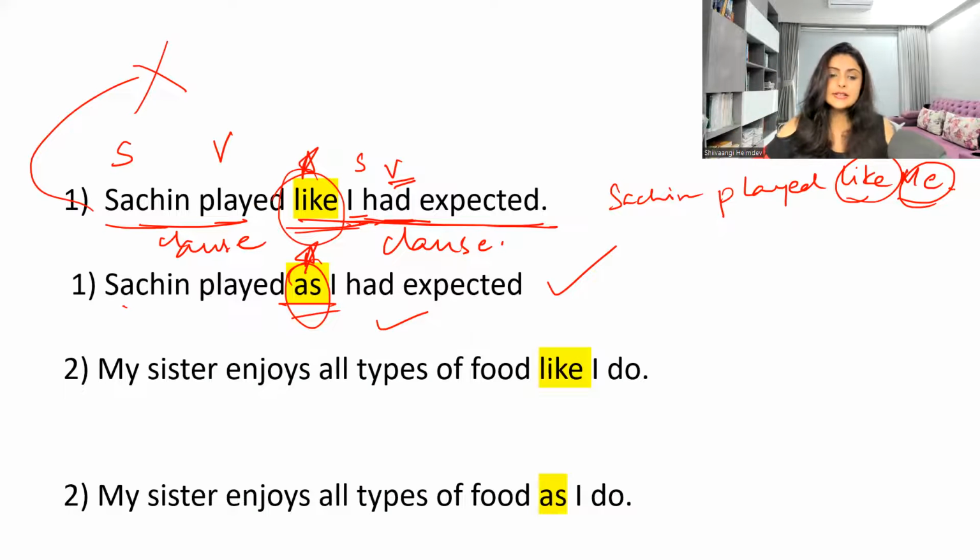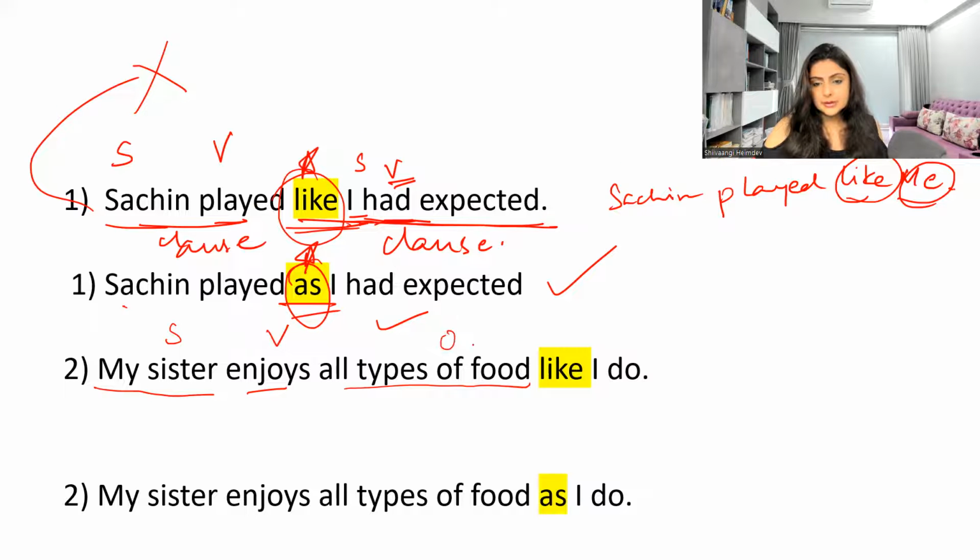Okay, now look at the other sentence. My sister enjoys all types of food. My sister is the subject, enjoys is the verb, and then obviously you have the object as well over here. Then you have "like" over here, and then you have "I do" over here. I is again a subject, do is again a verb.